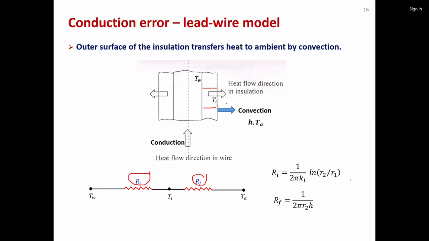From heat transfer, you know that the resistance of a concentric cylinder having radius R1 and radius R2 is basically 1 over 2 pi into K of the insulation layer into ln R2 by R1. This is known from heat transfer. Similarly, the convection resistance at the surface will be 1 over A into H, so for unit length that is 1 over 2 pi R2 into the heat transfer coefficient H. So these are basically the resistances.